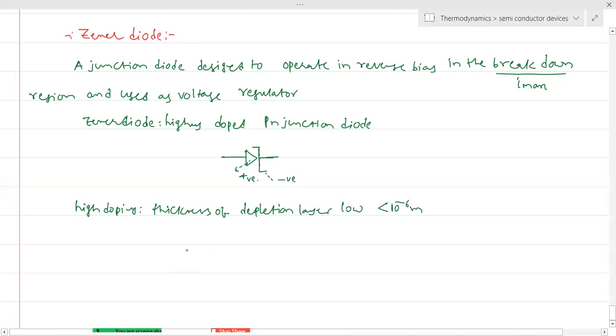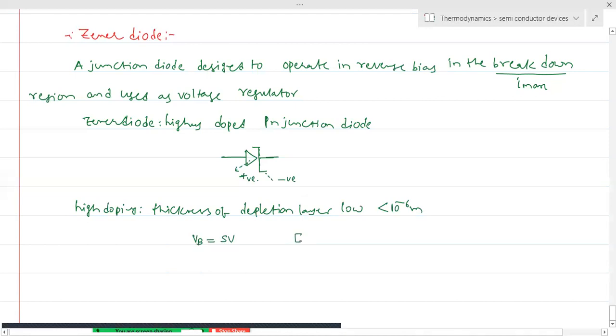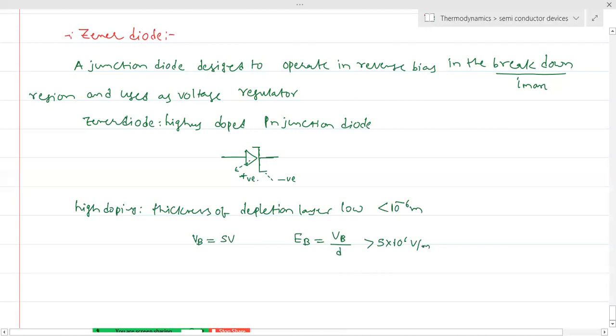So that means suppose by applying a very small voltage, that is 5 volts, you are able to get a field which is greater than 5 into 10 power 6 volts per meter. So by applying even a very little voltage, we are able to produce an enormous electric field. That is the speciality of the Zener diode.